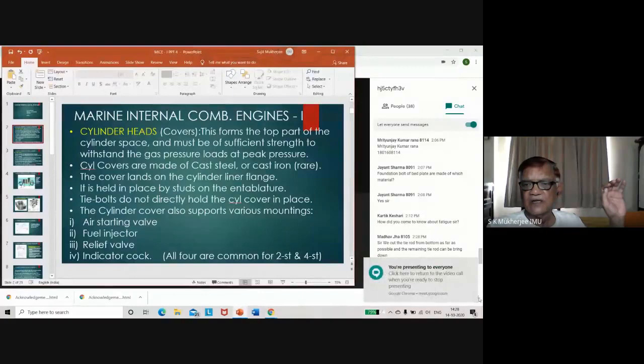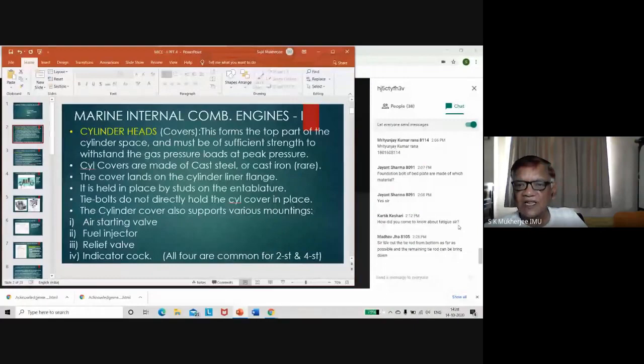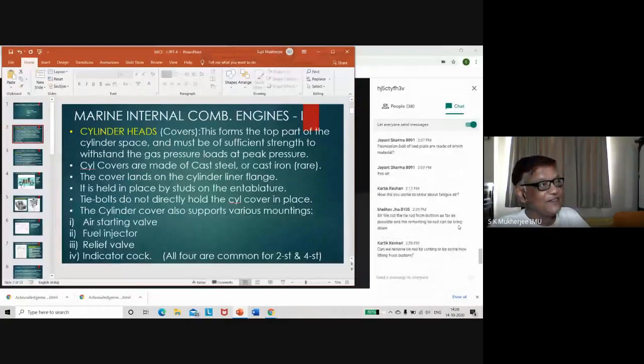Madhav Jha says, sir, we cut the tie rod from the bottom as far as possible, and the remaining rod, can we bring it down? Not so simple. How much can you cut? The tie rod is, say, 40 feet, and it breaks from 20 feet. So it is 20 feet inside the engine. So you can cut only 6 inches at the bottom.